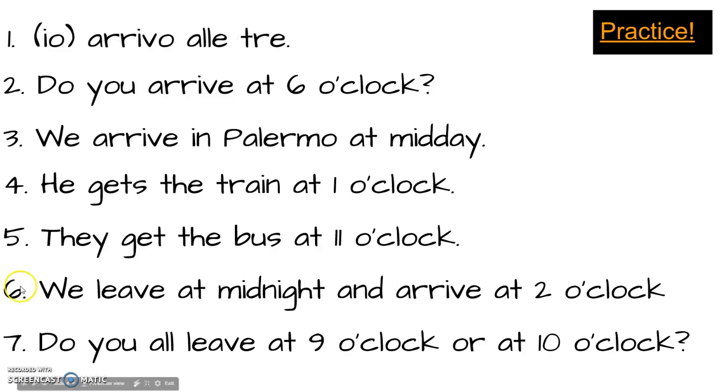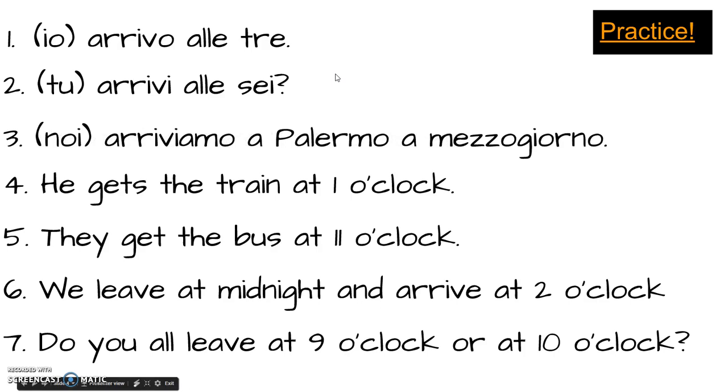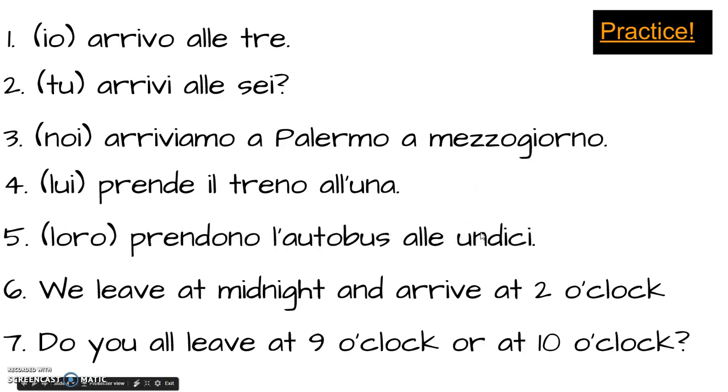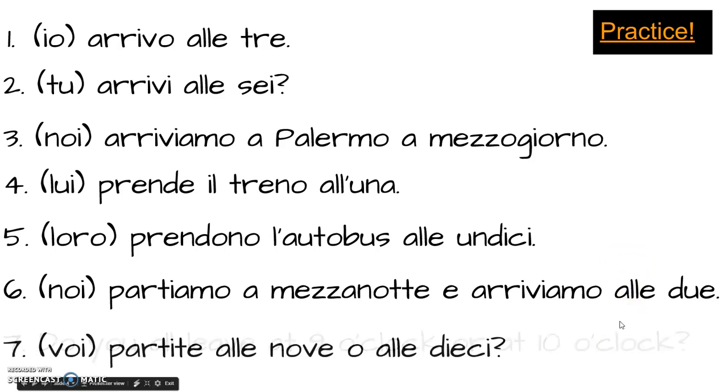So here are the answers. Number 1, io arrivo alle 3. Number 2, tu arrivi alle 6. Number 3, noi arriviamo a Palermo a mezzogiorno. Number 4, lui prende il treno all'1. Number 5, loro prendono l'autobus alle 11. Number 6, noi partiamo a mezzanotte e arriviamo alle 2. And number 7, voi partite alle 9 o alle 10.